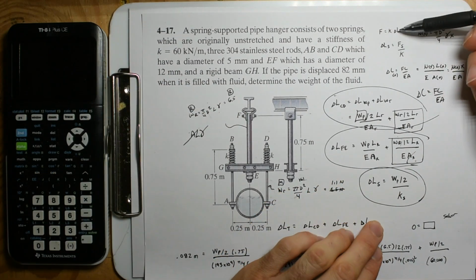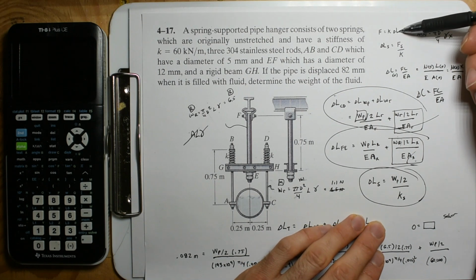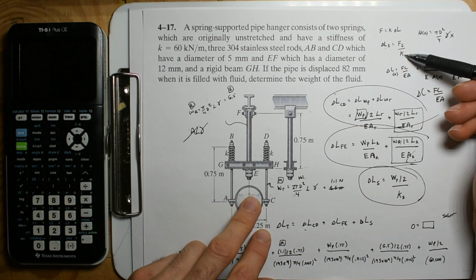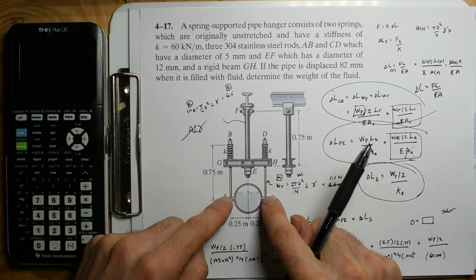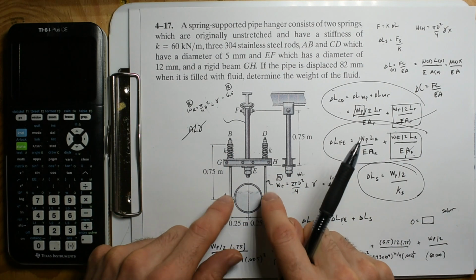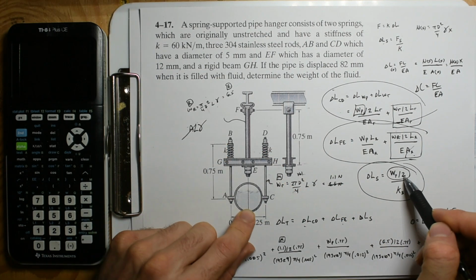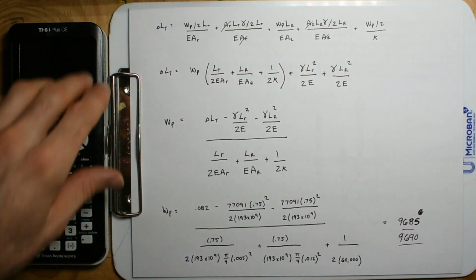Here's our equation for a spring. F is equal to the spring constant times its change in length. We rearrange for change in length, and we have the force in the spring divided by the spring constant. The force in these springs, because the water weight is split half and half, is half the weight of the water in the pipe. And then we put this equation all together.